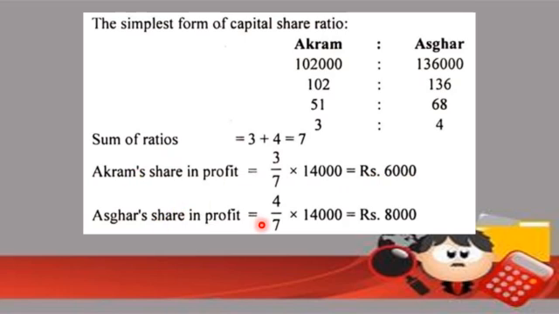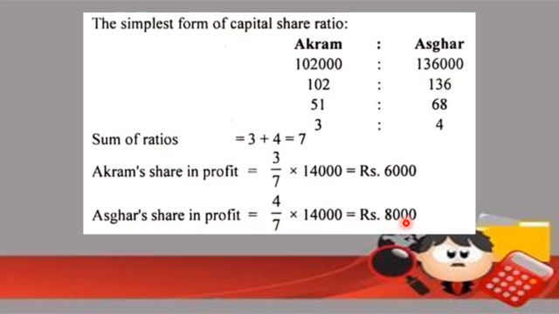And for Asghar's profit, 4 out of 7. 4 is the share of the Asghar, and 7 is the total share. 4 out of 7 multiplied by 14,000. So when I multiply 14,000 by 4 and divide by 7, I will get rupees 8,000. So this is Asghar's share.